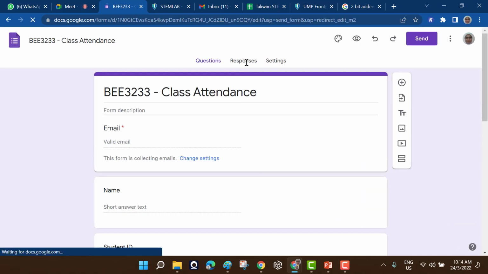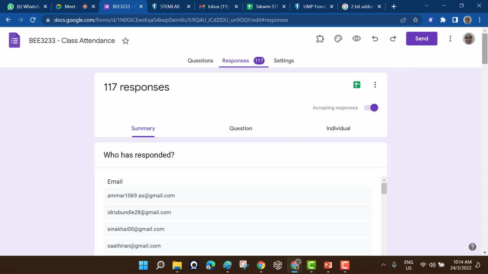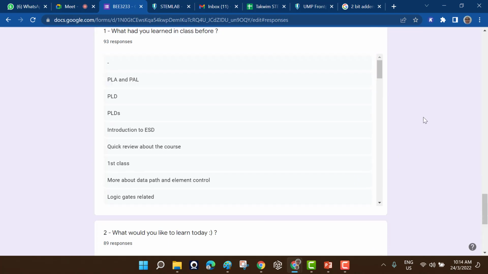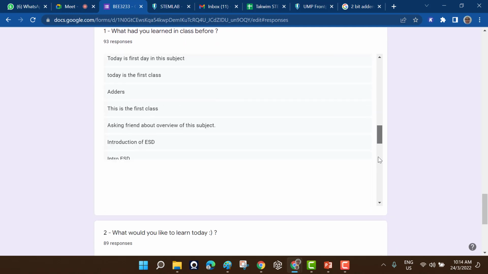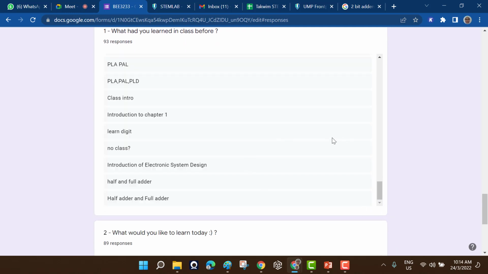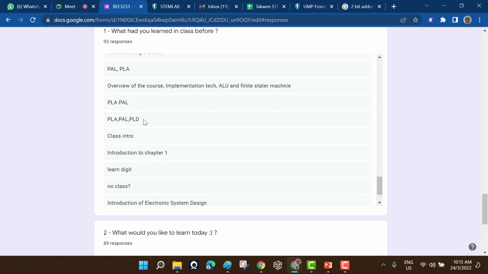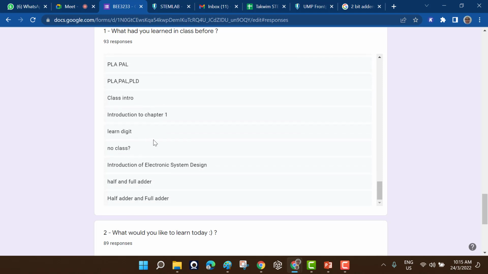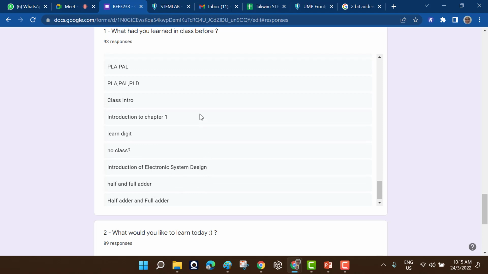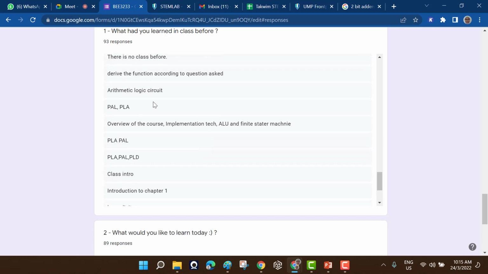In the meantime, let's have a look at your responses about what you have learned in the previous class. So I'm doing this LIFO, last in first out. So in the previous class you had learned about half adder, full adder. Is that all? PLA, PAL, PLD's class intro. Is that all? So I believe this one is from 2 classes before. How about the previous class, the class before this class?